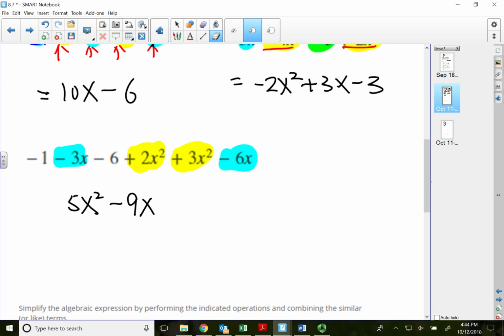All right. Continue combining like terms. So now I have negative 1, which can combine with negative 6. Terms with the same sign we add. So that should give me a 7 first. Since both terms are negative, my answer would just be negative 7 here. So my whole thing is 5x squared minus 9x minus 7.